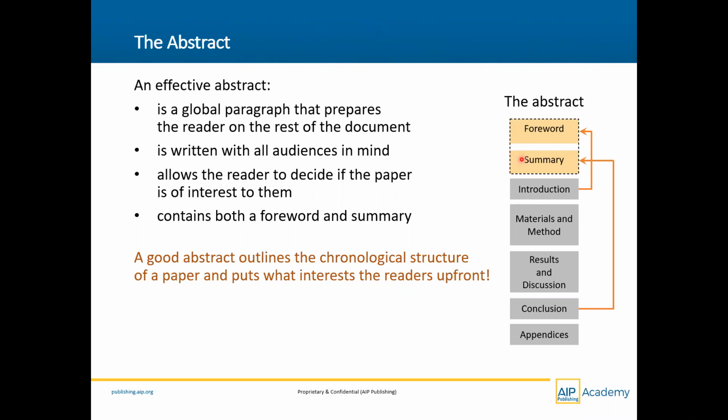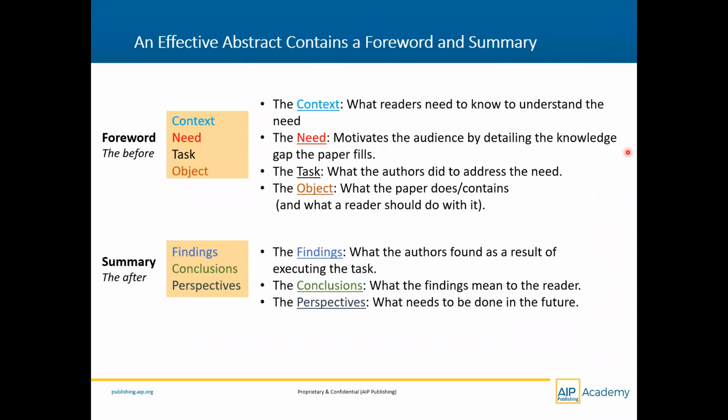A good abstract, most importantly, outlines the chronological structure of your paper and puts what interests the readers up front. We can think of the introduction and the conclusion, the two main areas that readers are interested in, as follows: the introduction can be considered the forward, and the conclusion can be considered the summary in each abstract. We can further break this forward and summary into even more detailed parts.